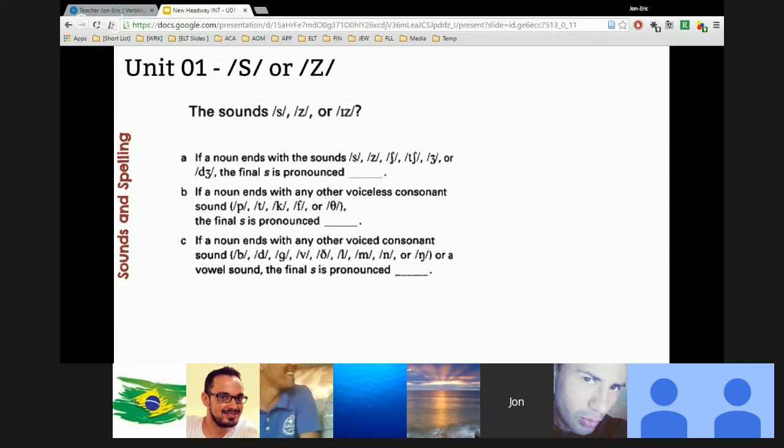So, where does that fit in our rules? A, B, or C? Where does that fit? C. Exactly. So that means that the D moves your vocal cords so it's voiced. So what kind of sound do we give it? When we add the plural, what do we give it? S or Z? Z.